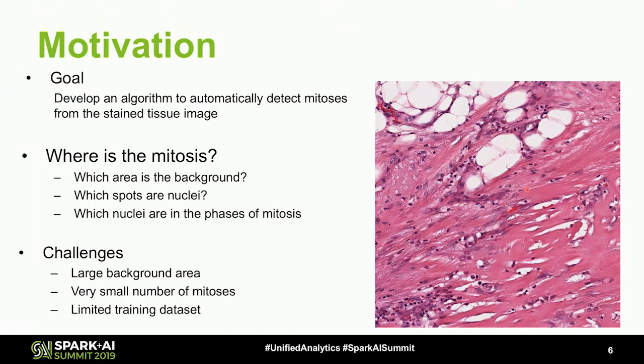When we build the model, we want the model to answer the following three questions. The first one is which areas in the image are the background. The white area and the pink area in this image are the background. They occupy most of the area of this image. The second question is which spots are the nuclei. In general, the dark blobs can be the nuclei, and they are widely spread across the image. And they have different size, color, and texture.